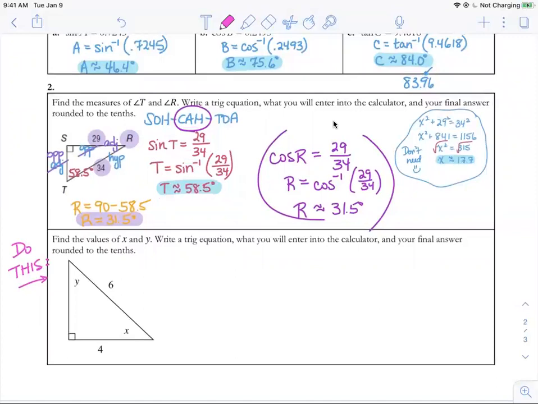Okay, so make sure you're writing a trig equation, you're showing what you were typing into the calculator, and then your final answer rounded correctly with the correct label. All right, that's the end of this lesson.